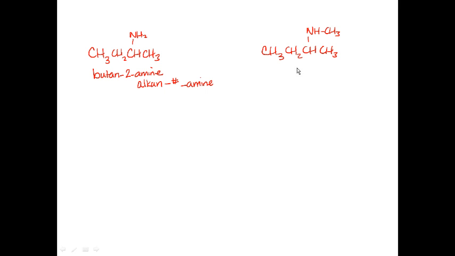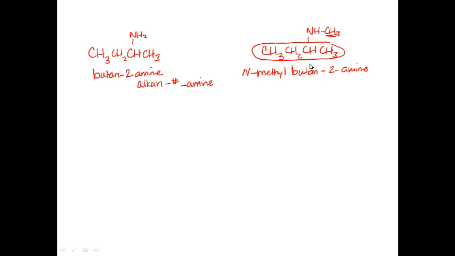Well, this is still going to be butane-2-amine. But now we have to indicate that there's another methyl group attached to the nitrogen. And so the way we do that is we say, okay, this is a methylbutane-2-amine, but see, this is my longest chain right here. So I have to have a way to indicate that the methyl group is not attached to the butane chain, but instead it's attached to the nitrogen. So we put an N in front of the alkyl groups that are attached to the nitrogen. So in this case, this is N-methylbutanamine.